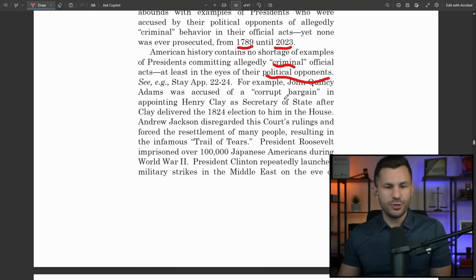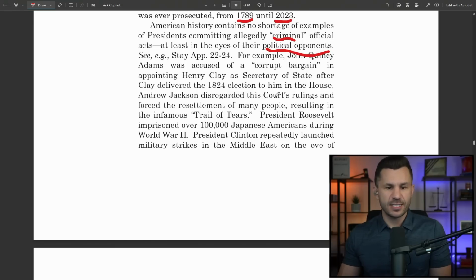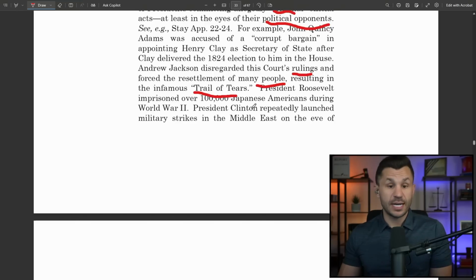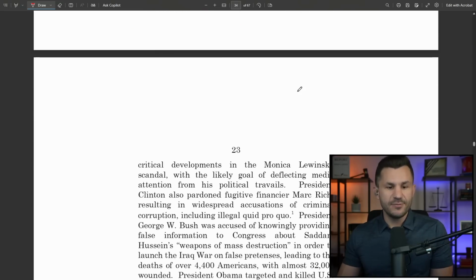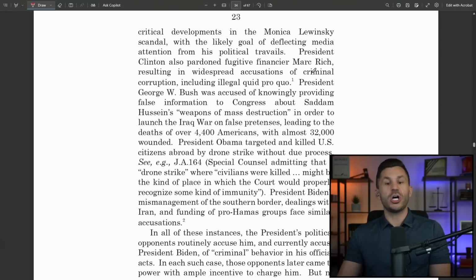John Quincy Adams was accused of a corrupt bargain. He appointed Henry Clay as the Secretary of State after Henry Clay gave him the election. No one indicted anybody there. Andrew Jackson literally ignored the court's rulings, forced the resettlement of many people, resulted in the infamous Trail of Tears. Thousands of Native Americans died. No one indicted Jackson. Roosevelt imprisoned over 100,000 Japanese American citizens during World War II. Our government, communists, Roosevelt did that. No one indicted him. Clinton repeatedly launched military strikes in the Middle East on the eve of critical developments covering up his cigar situation with Monica.